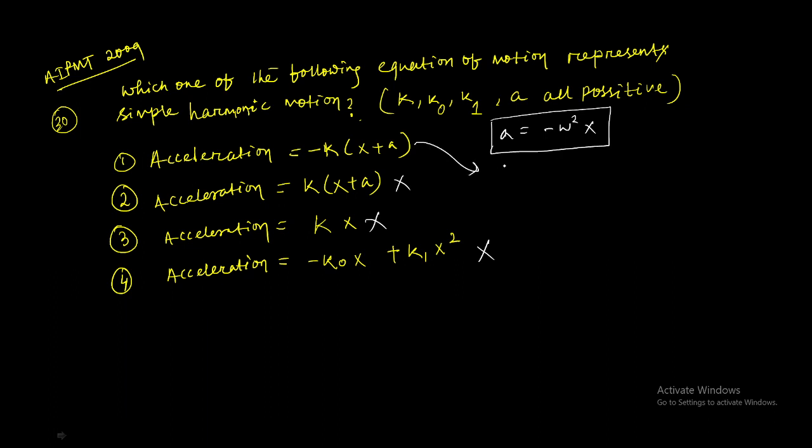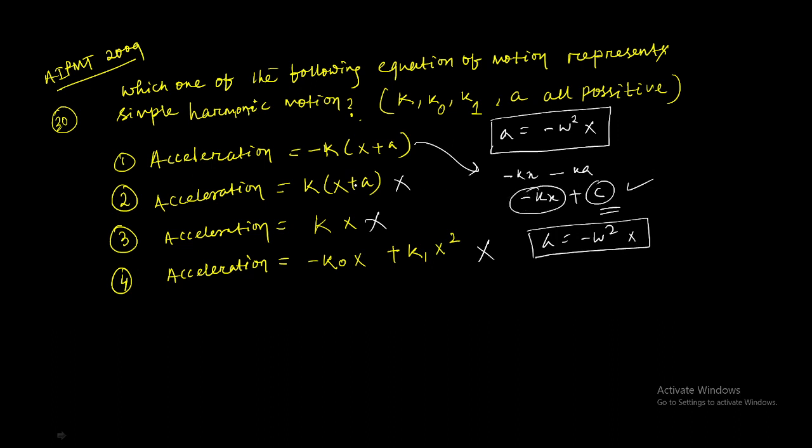Now this option is possible because this can be written as minus kx minus ka, minus kx plus some constant here. So if this constant is sitting, this can be a SHM, right? So acceleration equal to minus omega square x, and this is minus kx is sitting here. So this can be your simple harmonic motion.